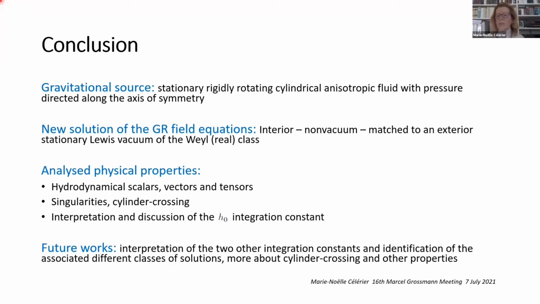And in cylinders, I have the same phenomenon. You cross the cylinders, the energy density changes sign, and this is like some kind of caustics in the cylinders.